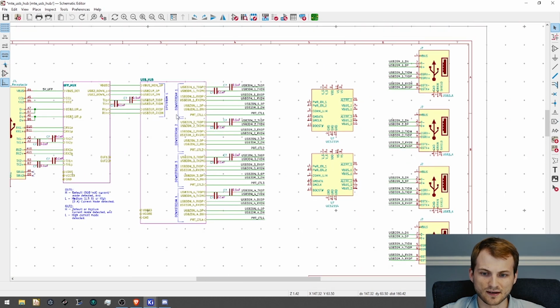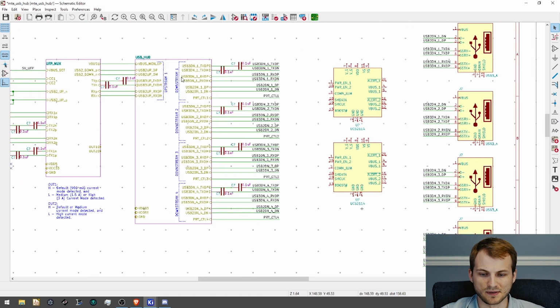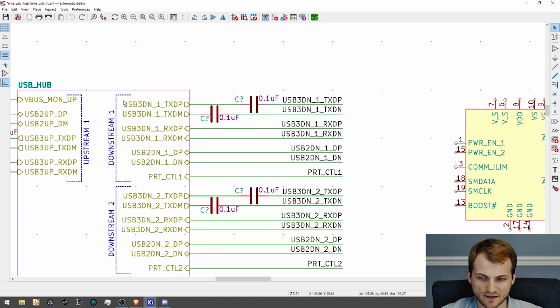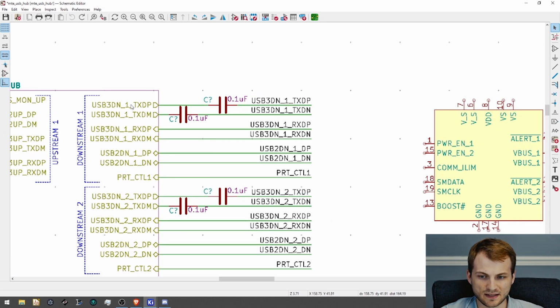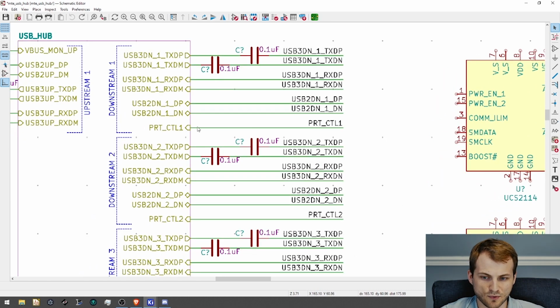VBus routes straight in, and then from here, depending on how many ports of the USB hub are used, this is only using 4. Remember, this hub has 6 ports, but the 6th is only USB 2.0, and I did not want to do any more ports than I had to, so I'm only using 4. Each one of these outputs has the USB 3.0 differential pairs, again with AC coupling on the TX side. It also has a single USB 2 differential pair, and then it has this port control.